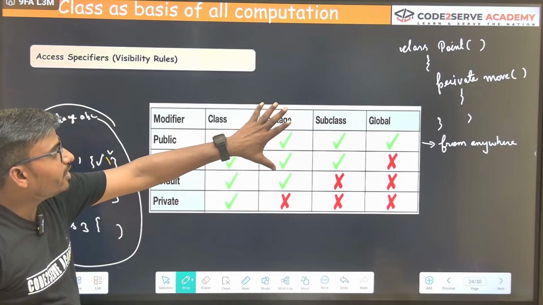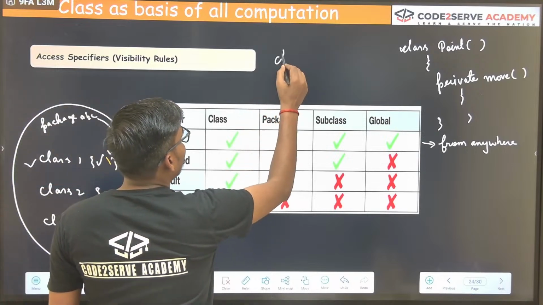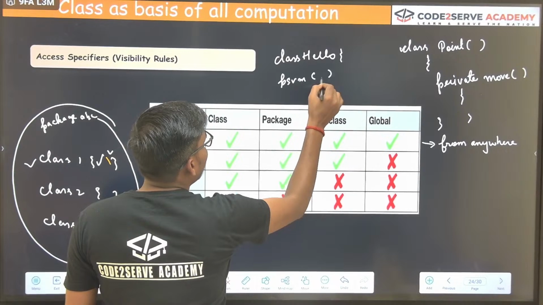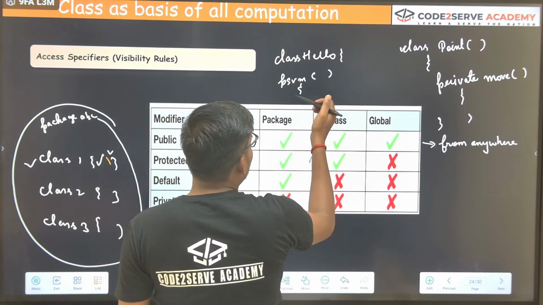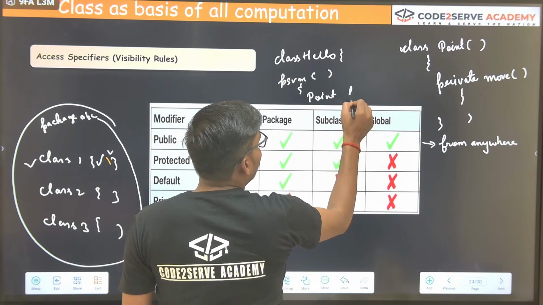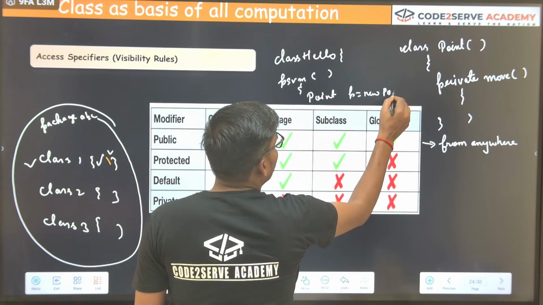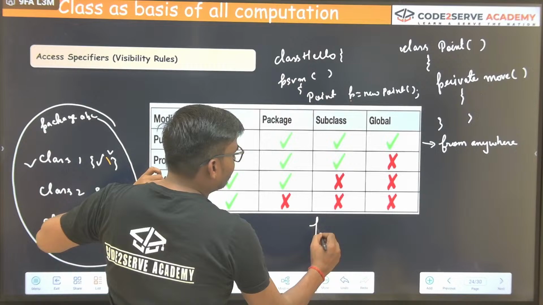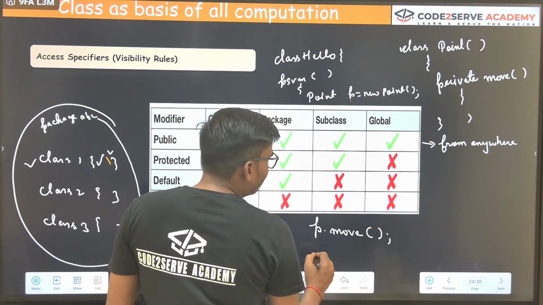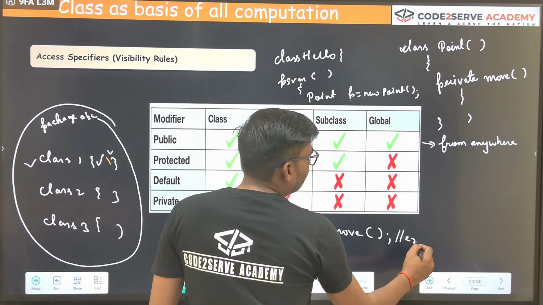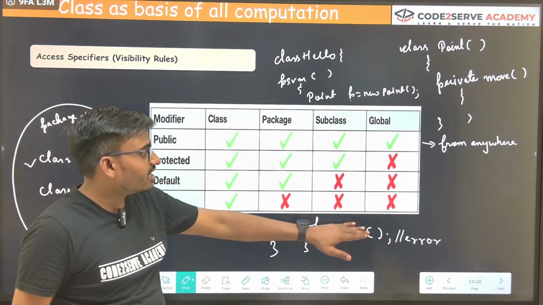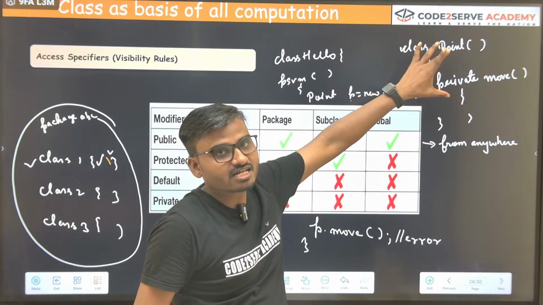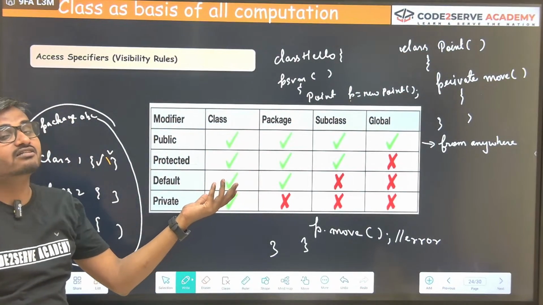Now if you want to access that private method, suppose this is a class Hello, with psvm. If you write Point p = new Point, that means you created one object. Now with this object, if you try to access p.move, it will give an error. You cannot access the private method outside of that class. You can access it within this class, but a private method cannot be accessed outside of the class.